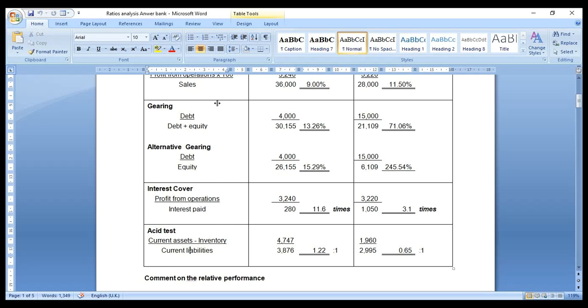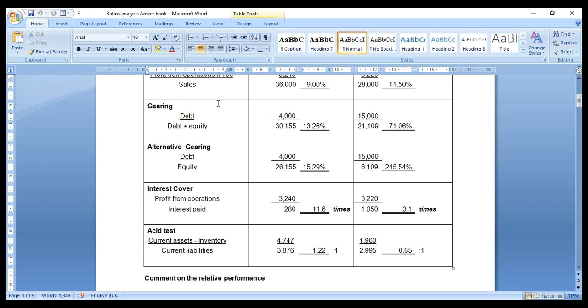Current assets minus inventory gives my most liquid assets, divided by my current liabilities, and it comes to 1.22. It means for every 1 pound 22 pence worth of assets, you have 1 pound worth of liability. Your liability is less than your assets. If you look at the top figure, it's higher, and the denominator figure is lower.